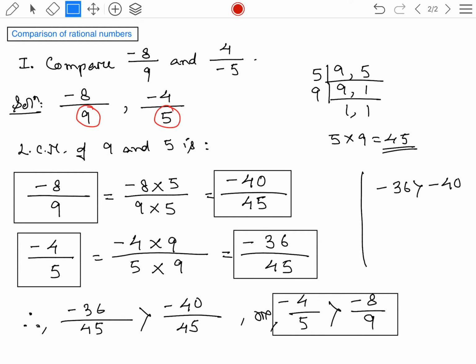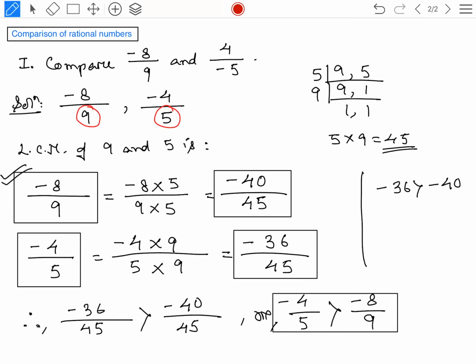This is the first method we have learned, comparison by LCM. Okay. This is the first method, comparison by LCM. So what we have to do, we need to find the LCM of the denominators. Then we need to make the denominator common in both the rational numbers. First one you can see, this one, minus 8 by 9, this one, first one.